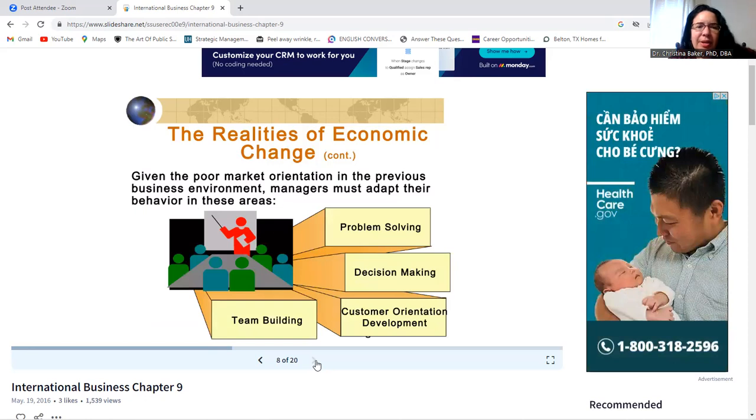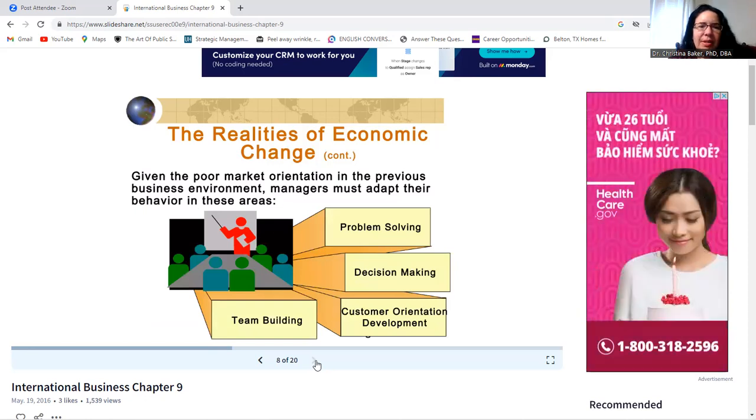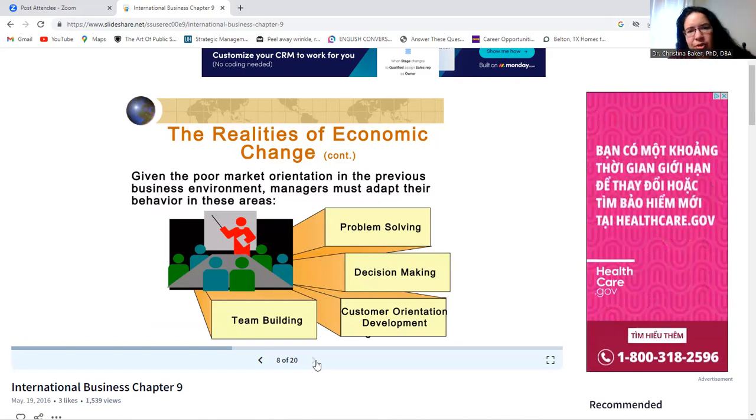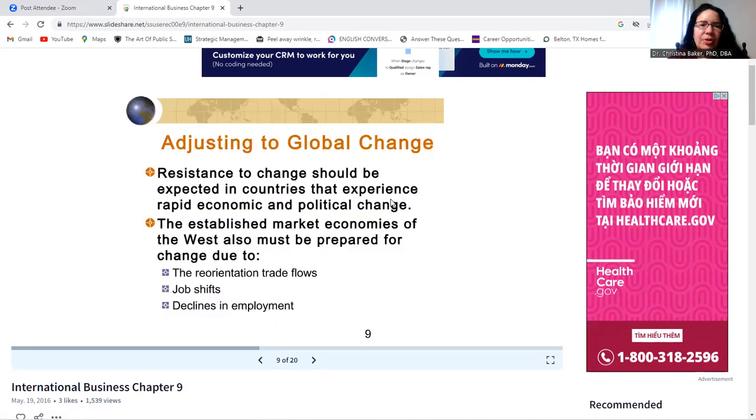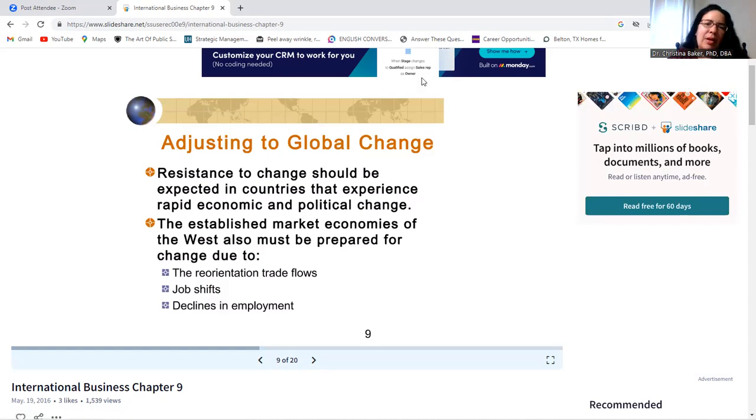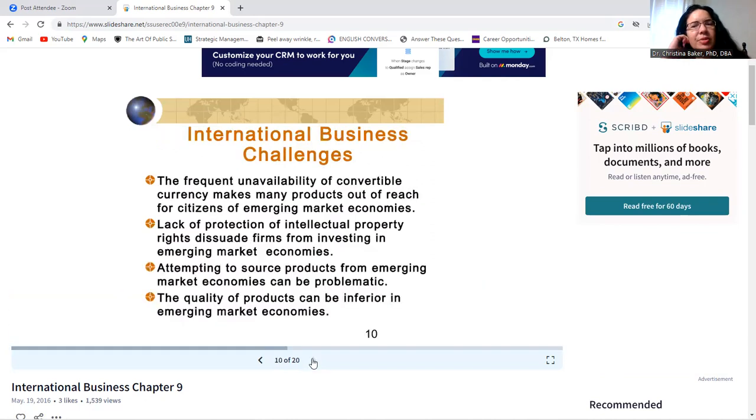The realities of economic change. Given the poor market orientation of the previous government, managers must adapt their behavior in these areas: team building, problem solving, decision making, and customer orientation development. Adjusting to global change, resistance to change should be expected in countries that experience rapid economic and political change. We established market economies for the West and must be prepared for change due to reorientation, trade flows, job shifts, and declines in employment.